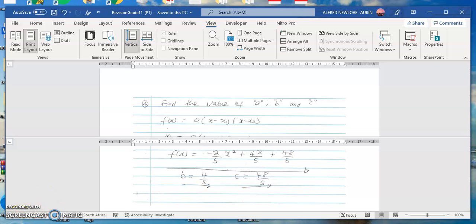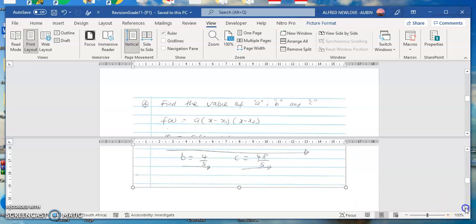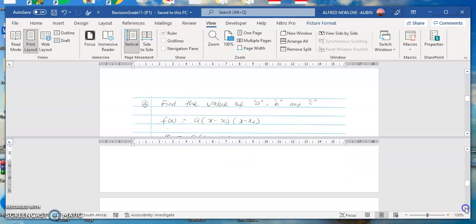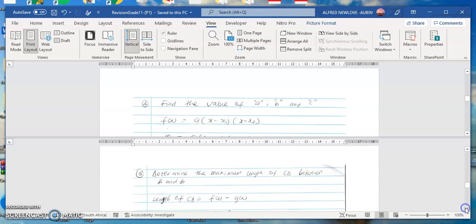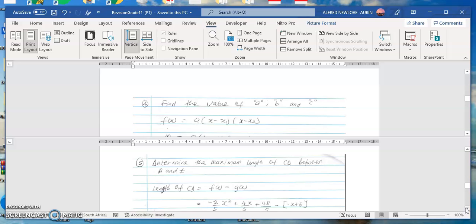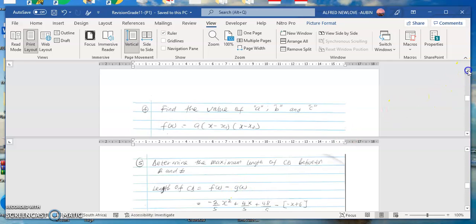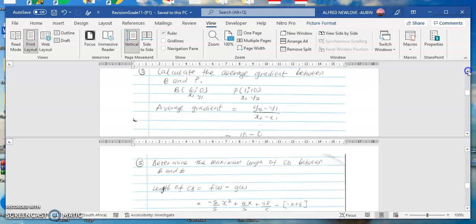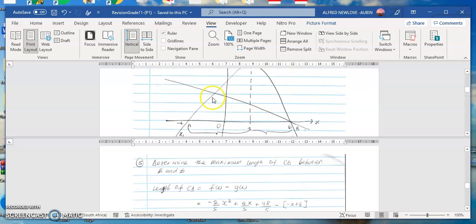We got that. Okay. Then our last one: determine the maximum length of CD between B and E. So the length of CD is going to be F minus G. Why? Because F is at the top. F is above the graph. This is F, and this is what? G of X. Okay.